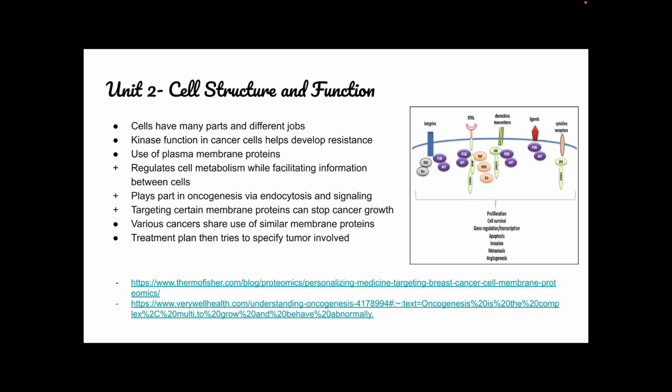Unit 2 was about cell structure and function. Cells have many parts and different jobs. Kinase function in cancer cells helps develop resistance. The use of plasma membrane proteins regulates cell metabolism while facilitating information between cells. It also plays a part in oncogenesis via endocytosis and signaling. But by targeting certain membrane proteins, it can stop cancer growth. Various cancers share use of similar membrane proteins, as seen in the photo to the right. Treatment plans then try to specify the tumors involved.